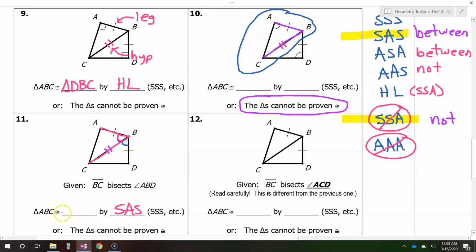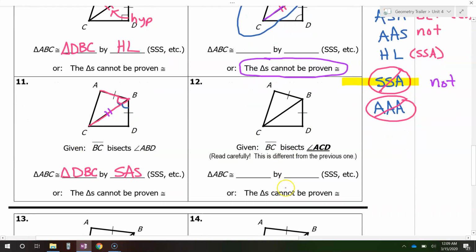Let's make the congruence statement. You can see the symmetry, how the angles match up. So angle A corresponds with angle D. Angle B corresponds with another angle B. And angle C corresponds with angle C.